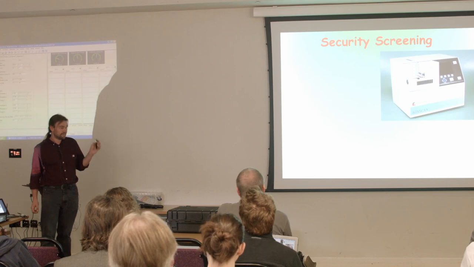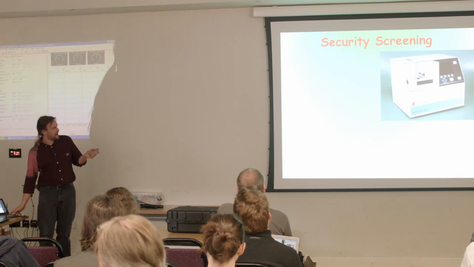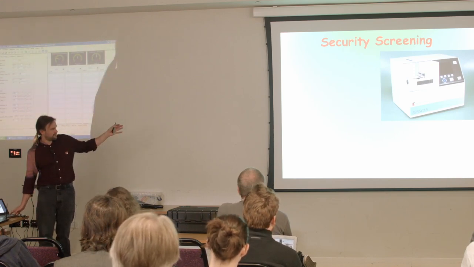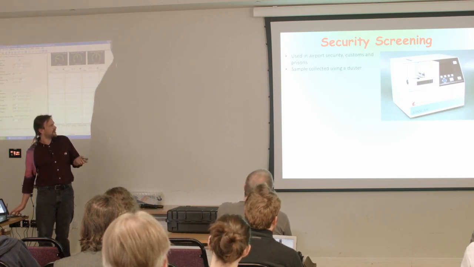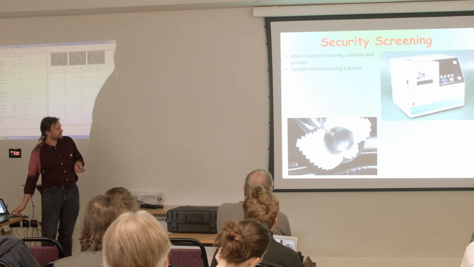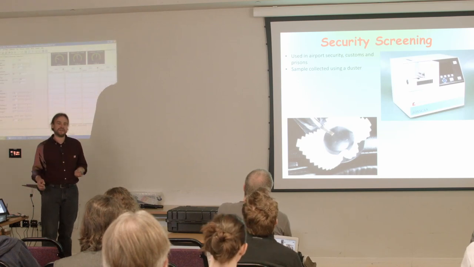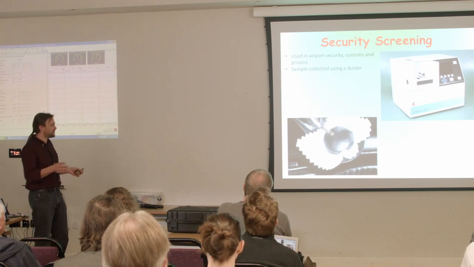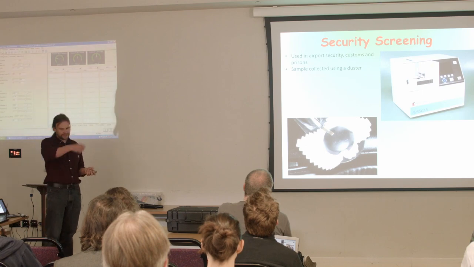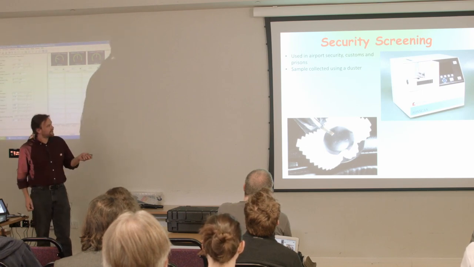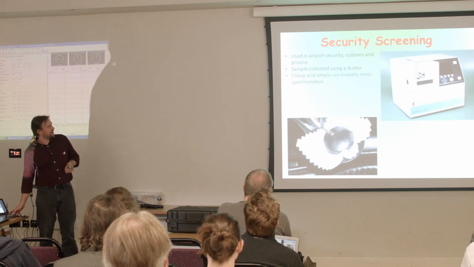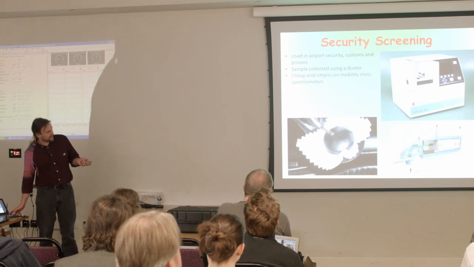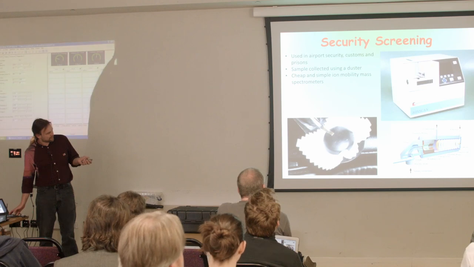In the airport, every time you go through the airport, after you put your bags in the x-ray, there'll be one of these at the end of the x-ray. Now this is a simple ion mobility mass spectrometer, and if you're unlucky enough to be pulled to one side, they'll get one of these dusters, they'll dust your bag, and they'll shove it in here. The sample gets thermally desorbed, and this is the inside of the mass spectrometer. It's an ion mobility mass spectrometer.